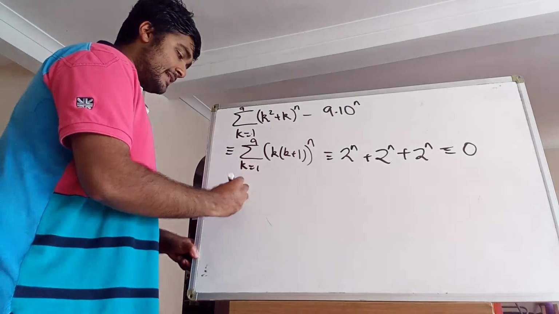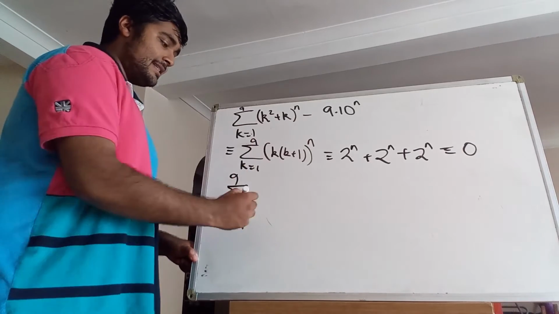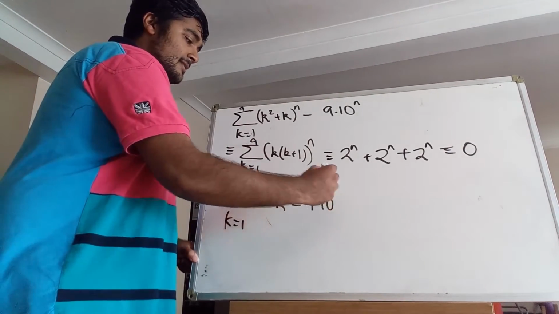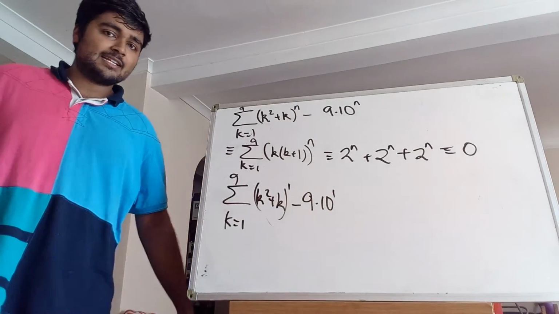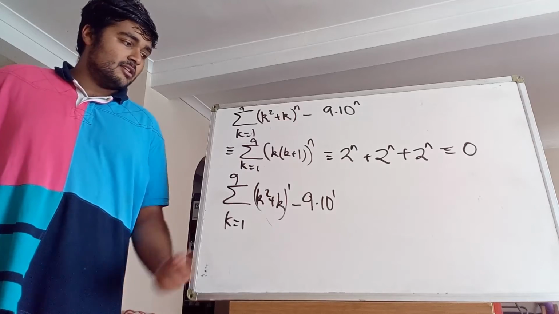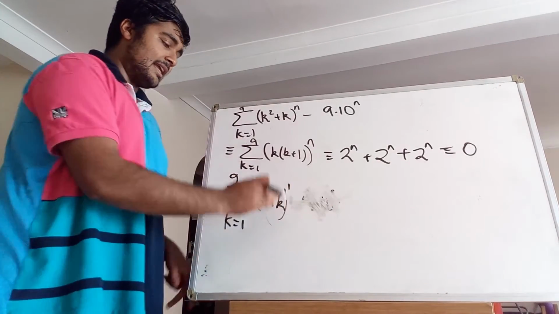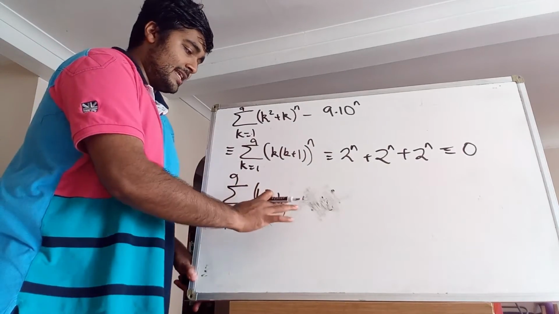So we're going to look at the case sum from k equals 1 to 9 of (k squared plus k) to the n, minus 9 times 10. And so in this case, n is 1. Like so, and we're going to look at this expression mod 5. So this thing here vanishes because this is just 90. Cool. So we're just left with this guy here, k squared plus k raised to the 1 is just k squared plus k.